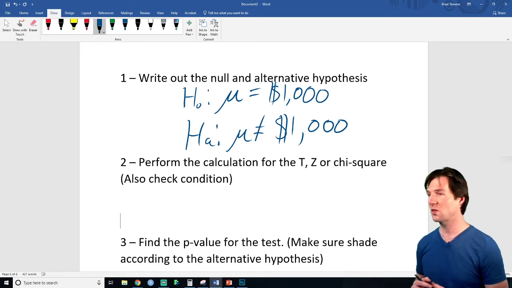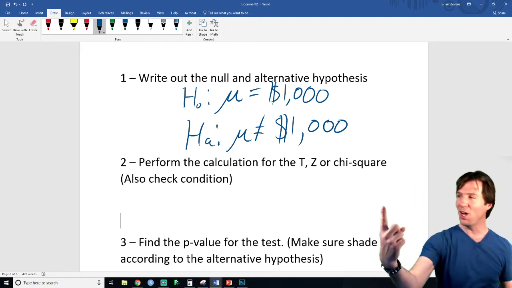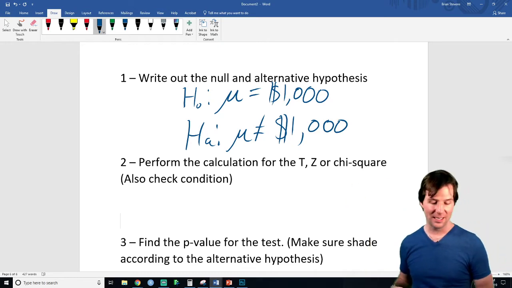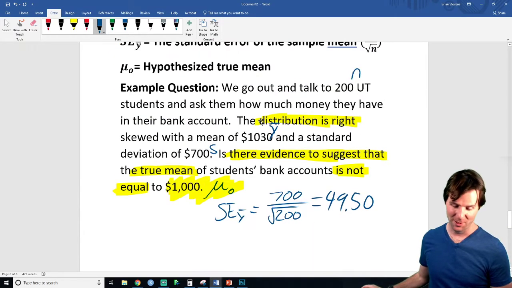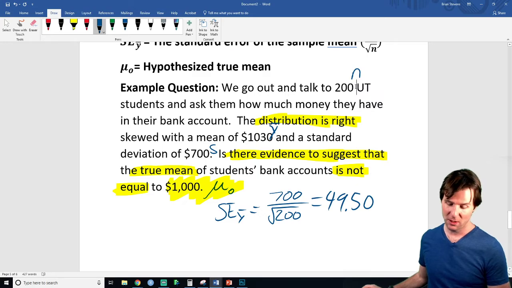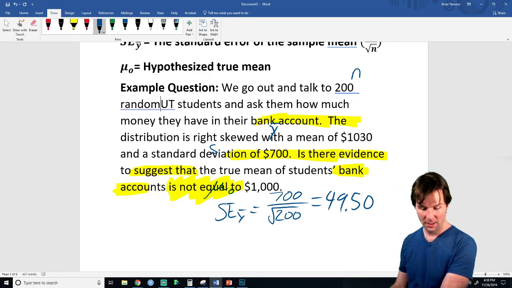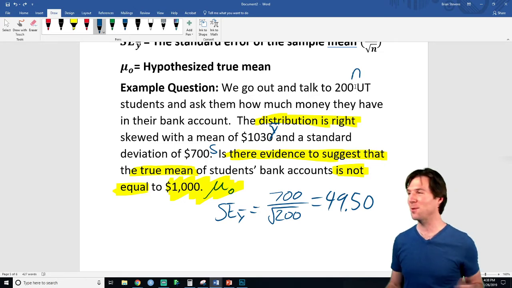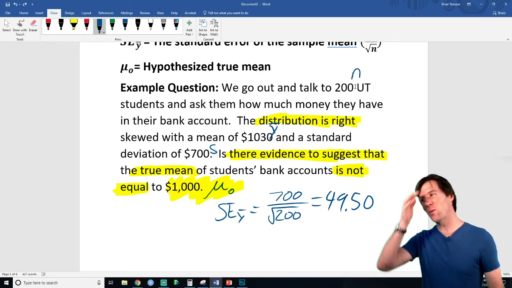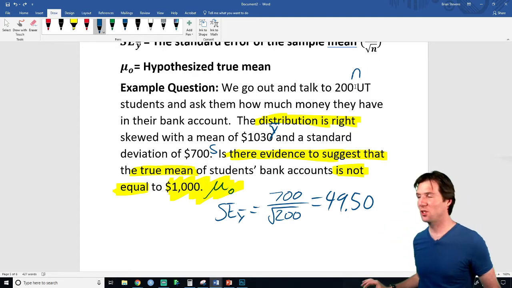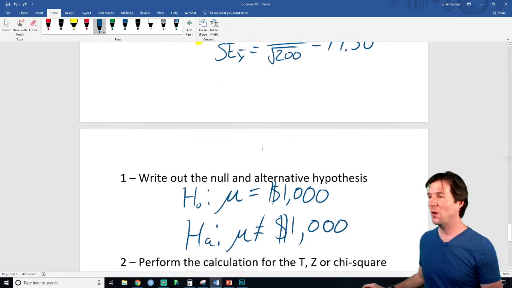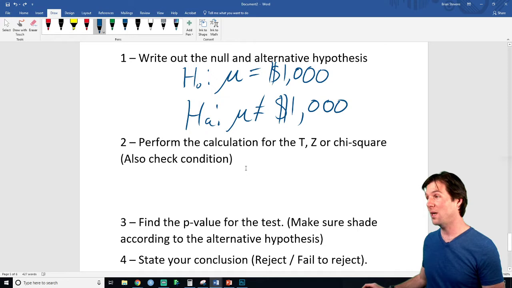Also check conditions. My students should know condition 1, and right then they say random. That means we randomly selected these, and I might not have said that in my problem. It didn't move it. So mine would fail the condition because I didn't say it was random. So make sure your problem states that they're random. We should talk to random people. You don't want to just go talk to the first 200 people. That would be a convenience sample. And if on the test it doesn't say random, probably means you failed the condition.